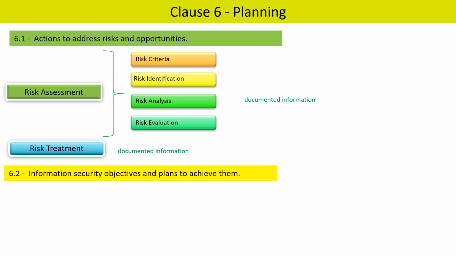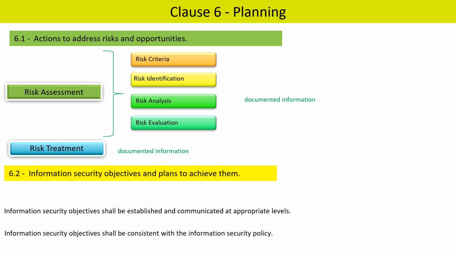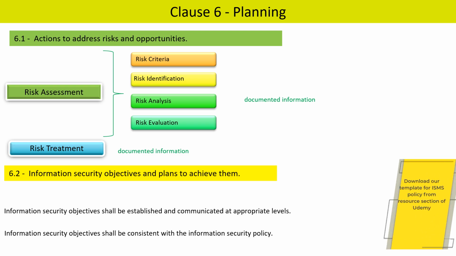Before that, let us discuss 6.2. Clause 6.2 requires that the information security objectives should be established and communicated at appropriate levels. Further, information security objectives shall be consistent with the information security policy. Information security objectives must be kept as documented information.